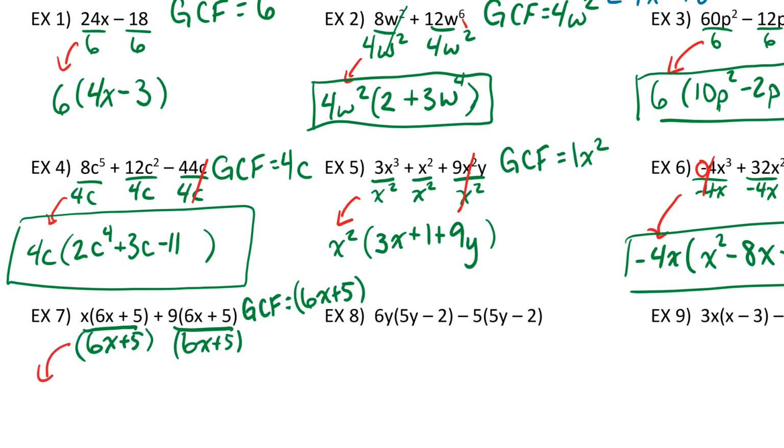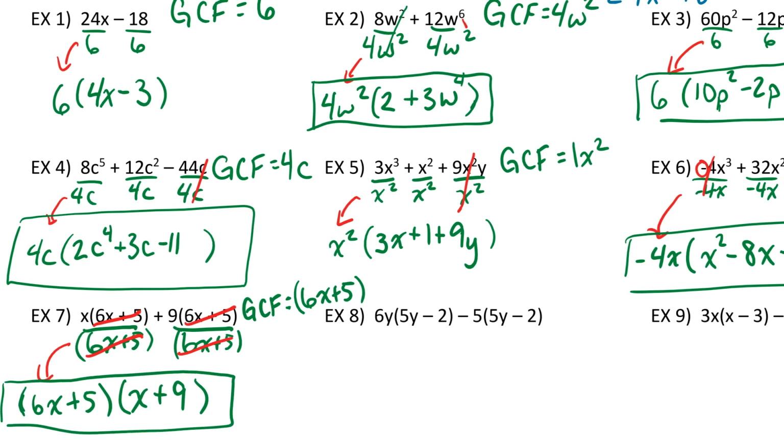The 6x plus 5 is going to go to the outside, and then we put parentheses for when we divide. Now, luckily, 6x plus 5 and 6x plus 5 just cancel out. All that's left is x. Similarly, in the second one, 6x plus 5 cancels out again, and we're left with plus 9. This whole thing is our answer.